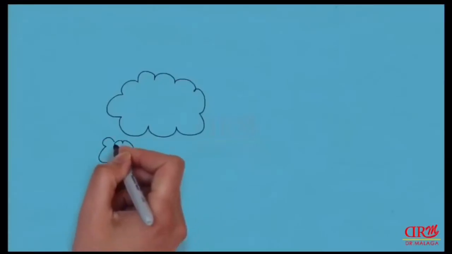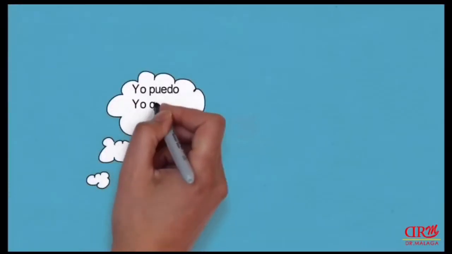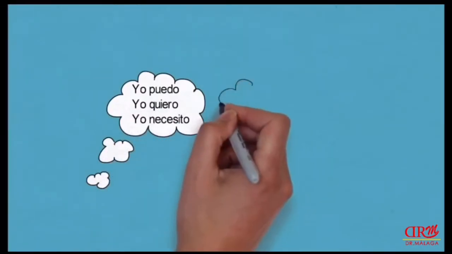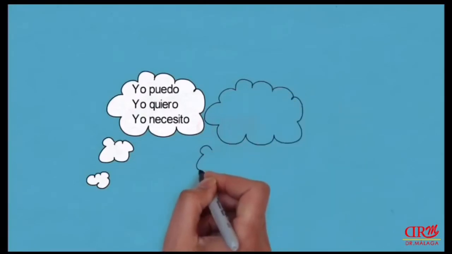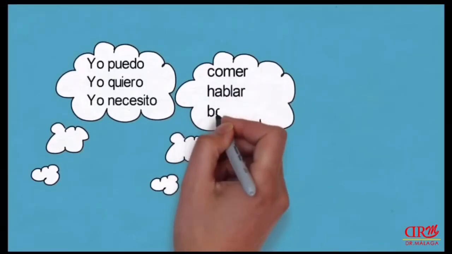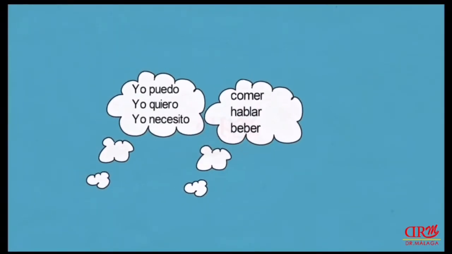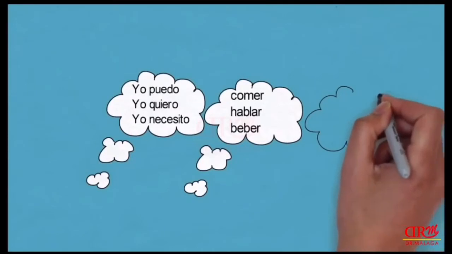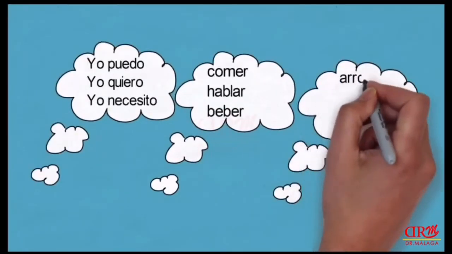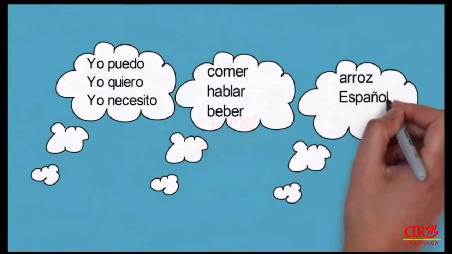We've learned in the previous class yo puedo, yo quiero, yo necesito. I can, I want, I need. And also we've learned 3 infinitive verbs: comer, hablar, and beber, and 3 words: arroz, rice, español, agua.